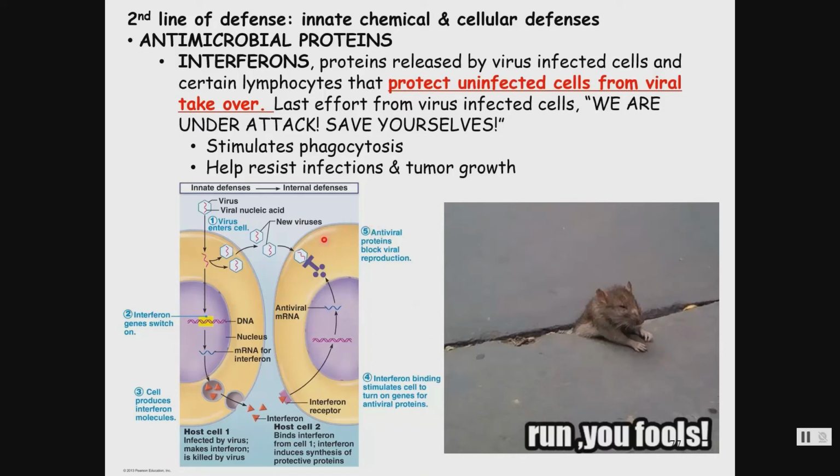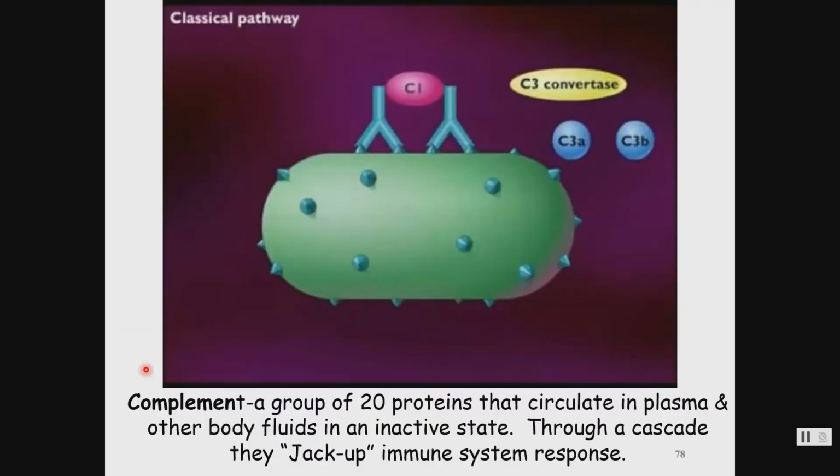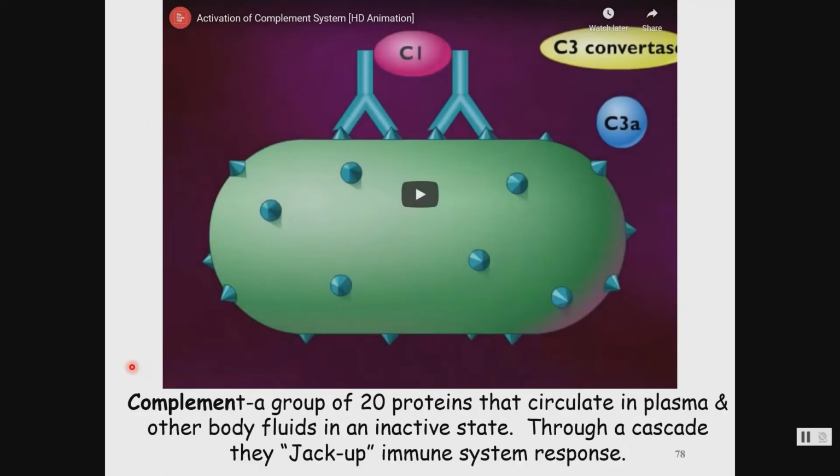What it does is it causes these neighboring cells to make an antiviral protein. So if this cell gets infected by that virus, it is going to go through apoptosis. It's basically going to kill itself to stop that chain of infection. So it prevents the adjacent cells from becoming virally infected. Interferons also stimulate phagocytosis and help resist infections, including tumor growth, but it's in response to viral infection.